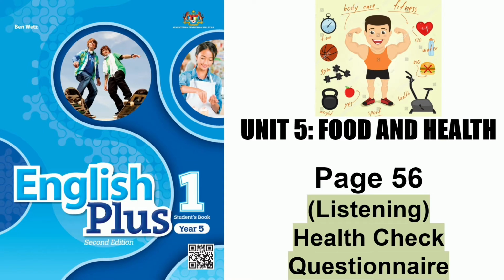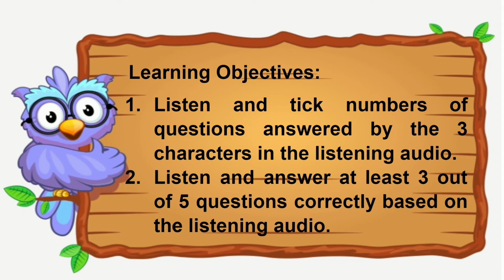Today we'll be looking at Unit 5, Food and Health, page 56, and we'll do some listening activity on the Health Check Questionnaire. There are 2 learning objectives in this lesson. Number 1, listen and take note of the numbers of questions answered by the 3 characters in the listening audio. Number 2, listen and answer at least 3 out of 5 questions correctly based on the listening audio.